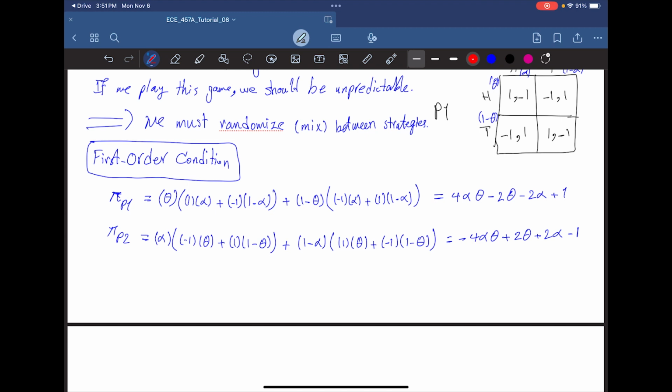Because we will be needing these terms further on, let me write them down. This one will be 2 alpha minus 1. This one will be -2 alpha plus 1. This term is -2 theta plus 1, and obviously this term will be 2 theta minus 1. Okay.